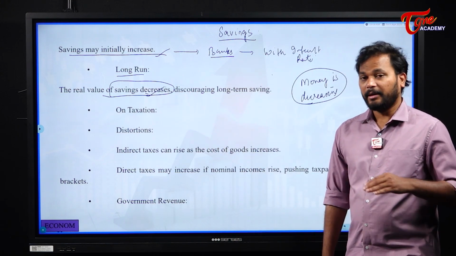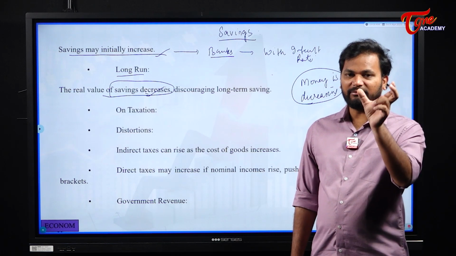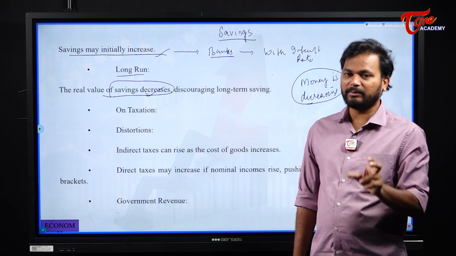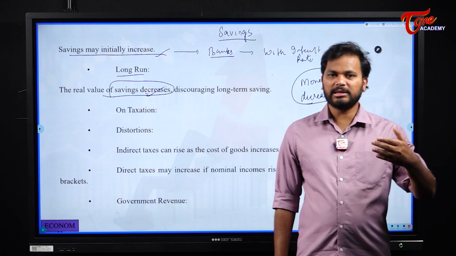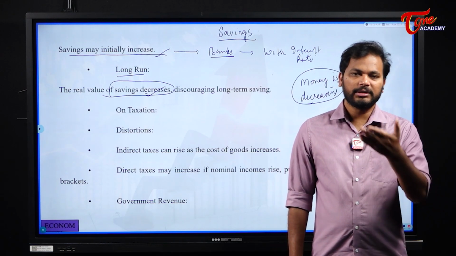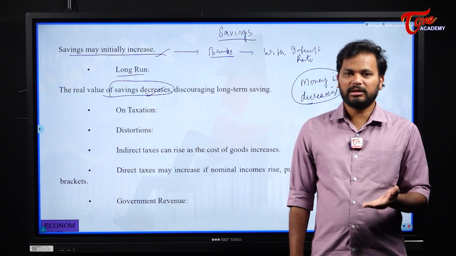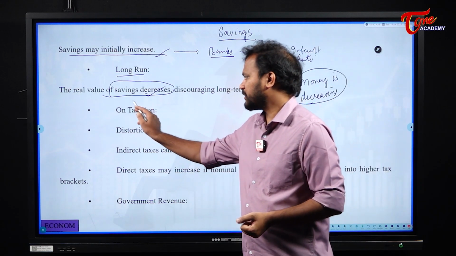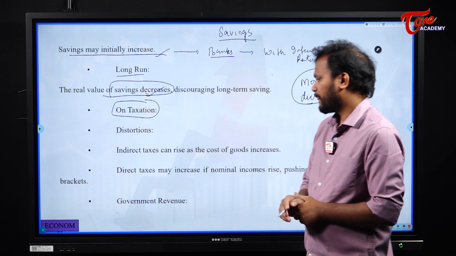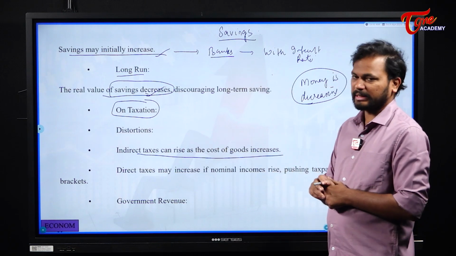Clear? The percentage of the savings might increase, but the real value of the money will decrease, because down the line the inflation has been increasing to such an extent that the money really does not have any value. Clear? Next, taxation. On taxation, indirect taxes can rise as the cost of goods increases.